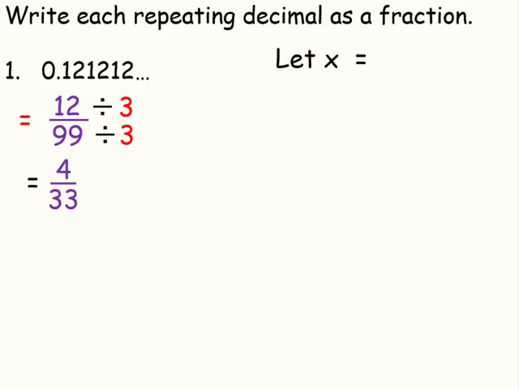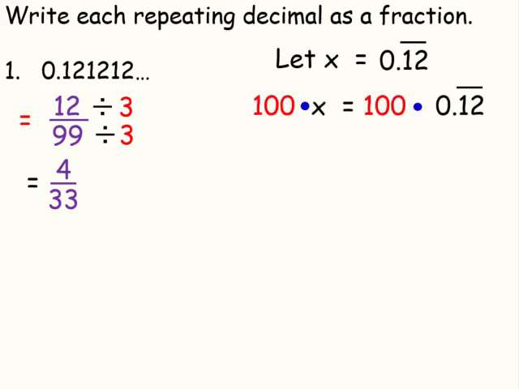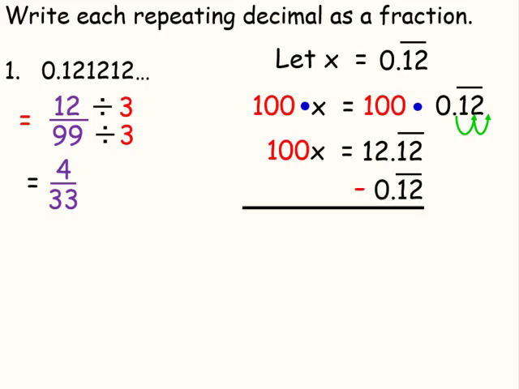The long way would be to let x equal 0.12 bar. Since it repeats after 2 places, we'll multiply the left and the right side by 100. We'll subtract 0.12 bar from the right side and from the left, but instead of subtracting 0.12 bar from the left side, we'll subtract what's equivalent to it, which is x. When we subtract x, remember the coefficient of x is always 1. Anytime you don't have a coefficient, the coefficient is 1. There's an invisible coefficient of 1.